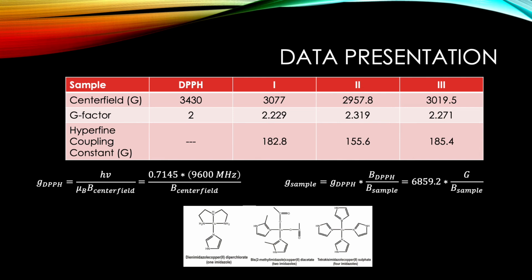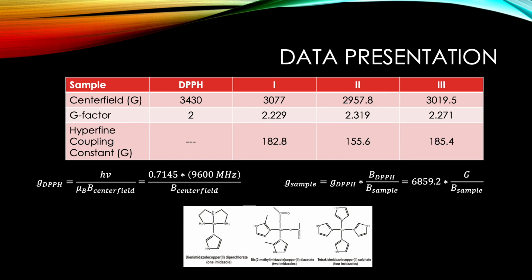This figure contains all the important values that were sought and obtained experimentally. The G factor of DPPH was obtained using the equation on the middle left and the set instrumental scanning frequency of 9,600 MHz. Using the center field value from DPPH's ESR spectrum, its G value was determined to be 2.